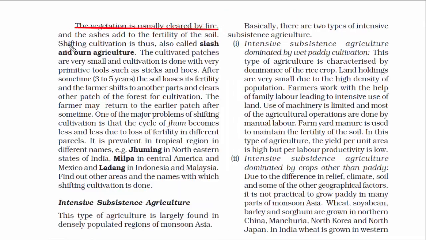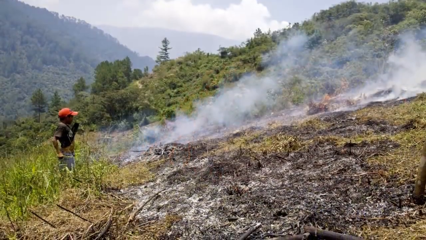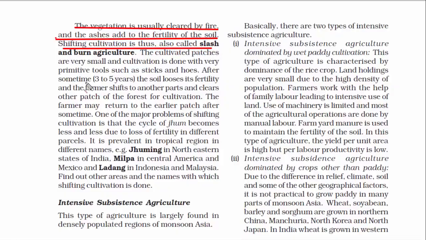That's why you will find slash and burn agriculture falling in this category. Slash and burn agriculture is known as shifting agriculture, where the vegetation is usually cleared by fire, and the ashes add to the fertility of the soil. After repeating it 3 or 4 times, the soil loses its fertility, and the farmer shifts to another part and does the same thing all over again. This kind of agriculture is quite famous in tropical regions, since vegetation is cleared by fire and there is more vegetation in tropical regions. You can remember it this way.